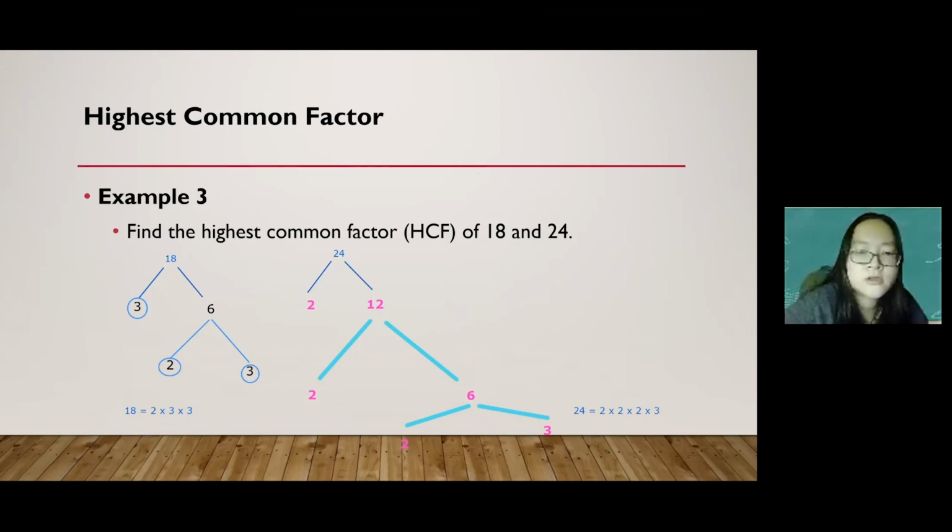Yes. Okay. And then after that, you just look at what prime factors they have in common, right? So we notice that they both have a 2 and they both have a 3. So their HCF is 2 times 3, which is 6. I thought it was 6.